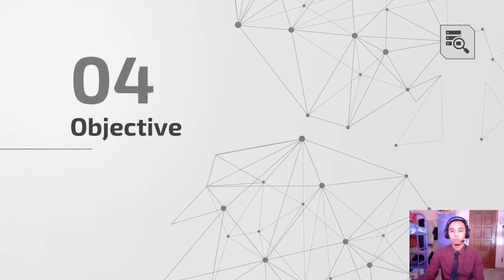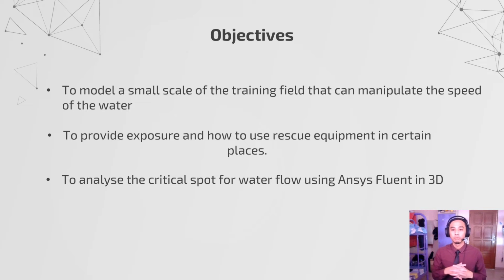To overcome the problems, I have objectives for this project. To overcome the three problems, we have three objectives. The first is to model a small scale of the training field that can manipulate the speed of the water, to provide exposure on how to use the rescue equipment in certain places. The last is to analyze the critical spot for the water flow using ANSYS Fluent in 3D instead of 2D.